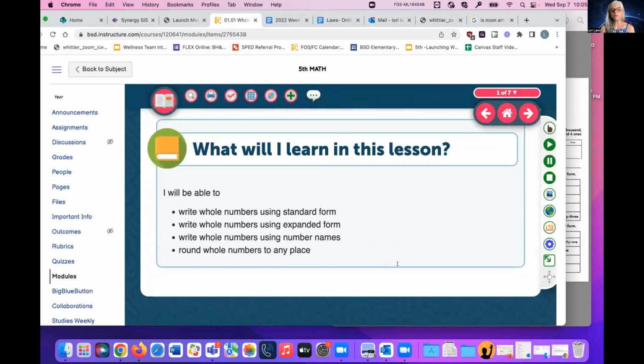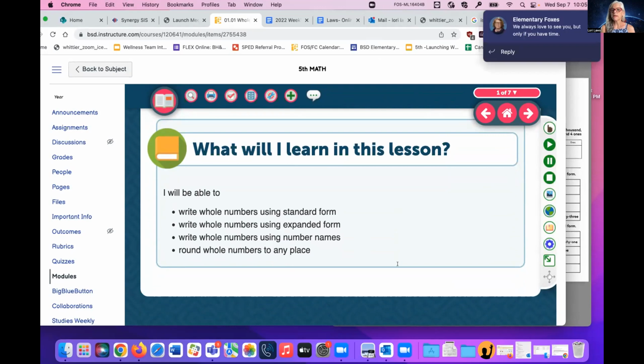So remember, the first page always tells you what you're going to learn: how to write whole numbers in standard form, how to write whole numbers using expanded form, how to write whole numbers using number names, and round whole numbers to any place. Now, some of you are going to be like, I learned all of this last year. I need to move ahead at my own pace. Here's the deal. If you got close to 20 right on your pretest, like 19, 20, 22, I want you to go ahead and work ahead.